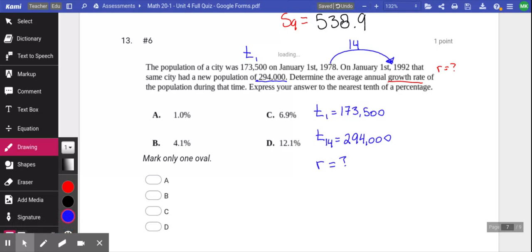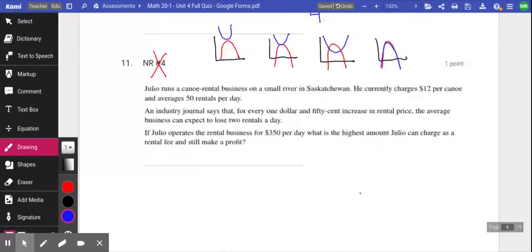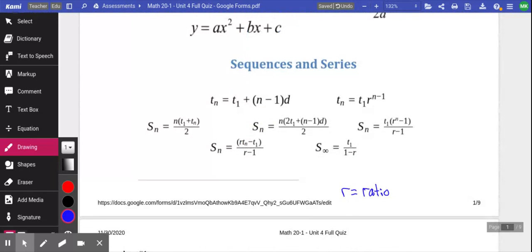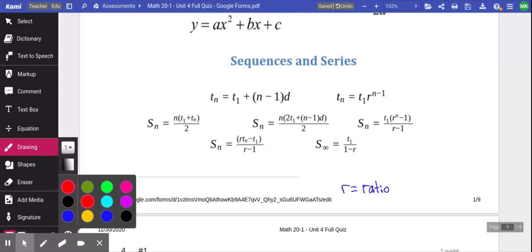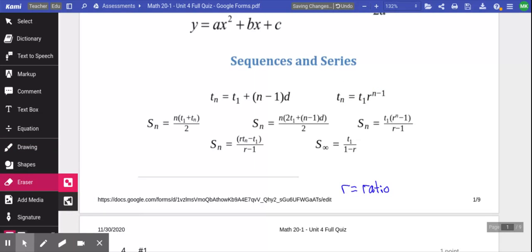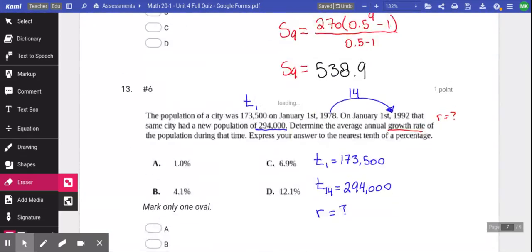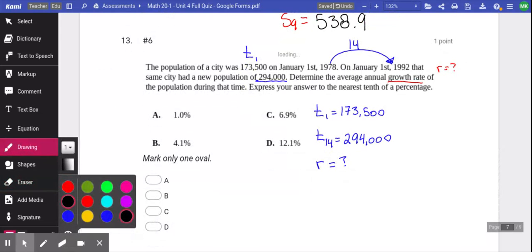Okay, I know some information here. I have T of 1, T of 14, and R. I look up my formula sheet. I'm trying to find R, so I need to pick a formula that has R in it. I also know T of n. I know T of 1. And technically I know n, it was 14 years. So this is the formula I'm going to want to pick. So I go down to my formula, and I start filling that in. The formula was T of n equals T of 1, and then R to the power n minus 1.